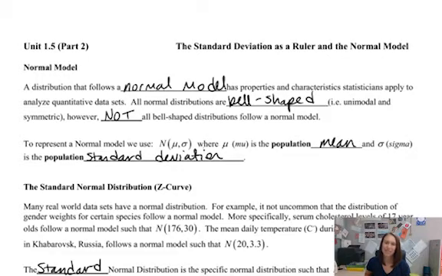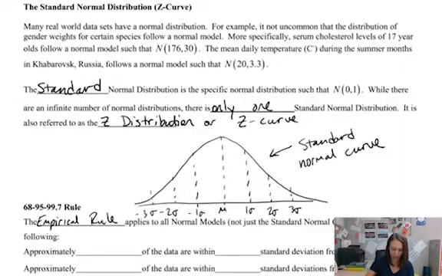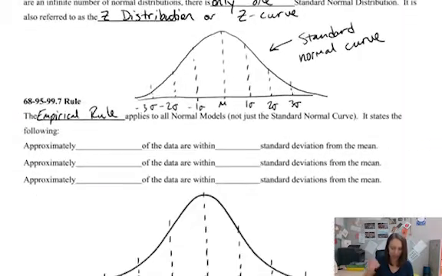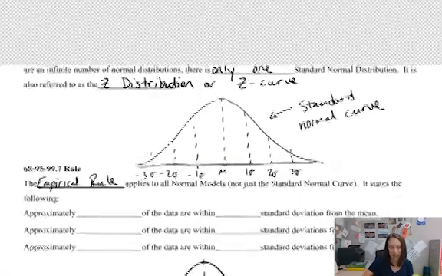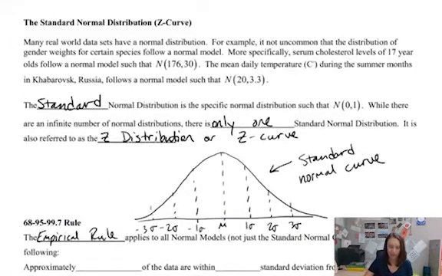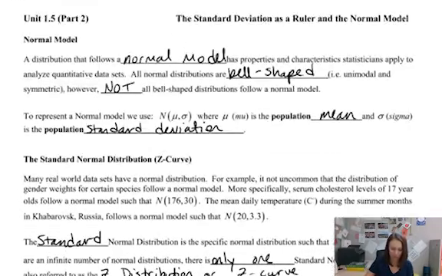So in addition to being bell-shaped and unimodal and symmetric, the normal distribution also has to follow what we call the empirical rule, or the 68, 95, 99.7 rule. We're going to get to this in just a second, but just know that that is part of the definition of a normal distribution.